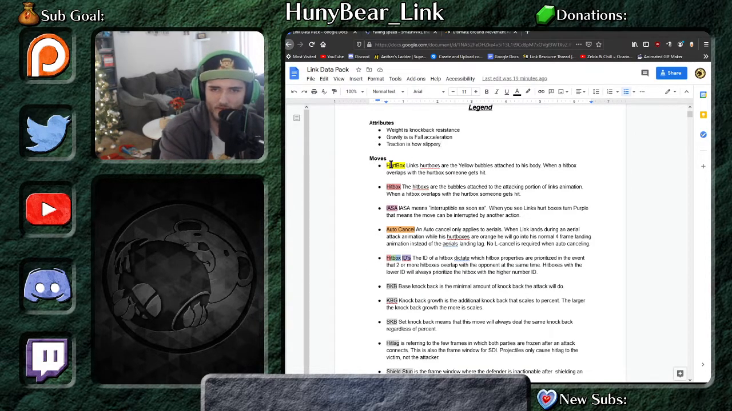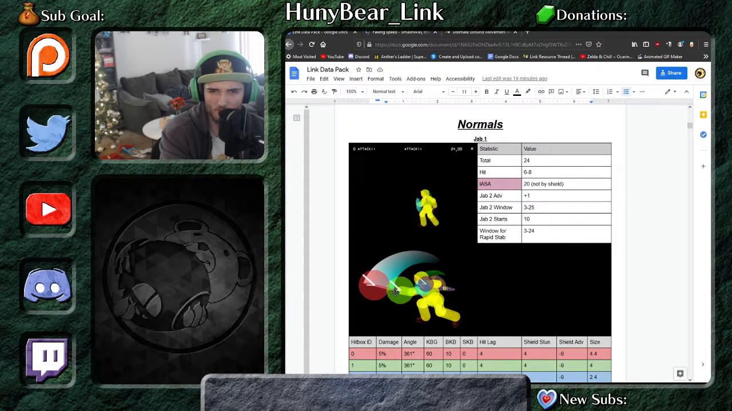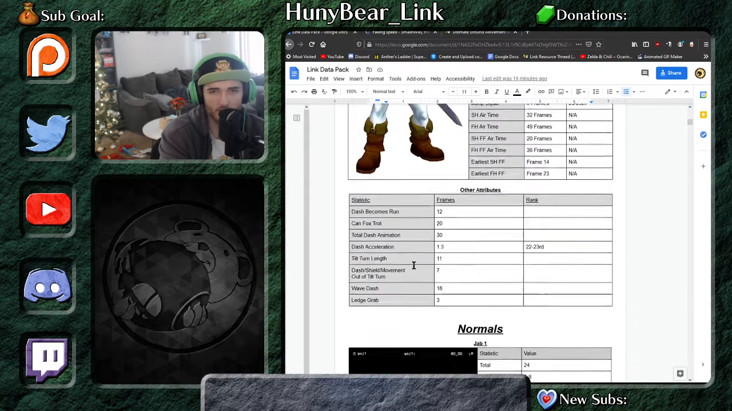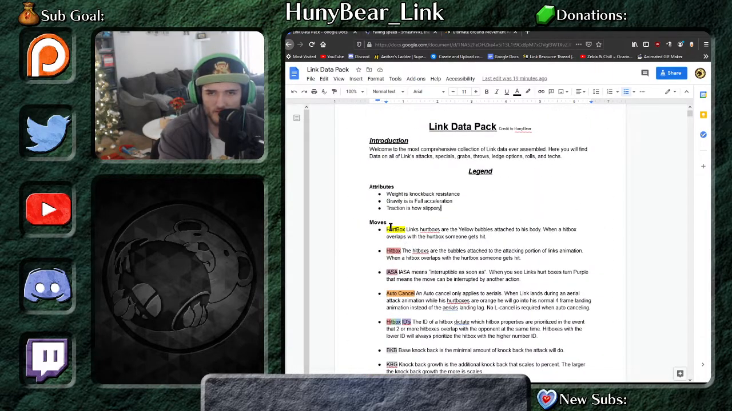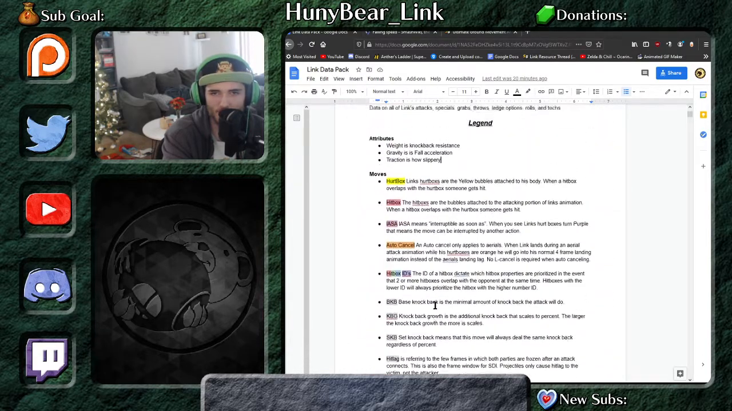The moves, we have our hurtbox. And if we scroll down, these are your hurtboxes, right? These are the little bubbles that are attached to all of Link's attacking moves. Dang it. So your hurtbox is the yellow bubbles, my bad. So you see these yellow bubbles here? When the hitbox overlaps with the hurtbox, that's how people get hit in Melee. This is called hit detection. That's important to know.